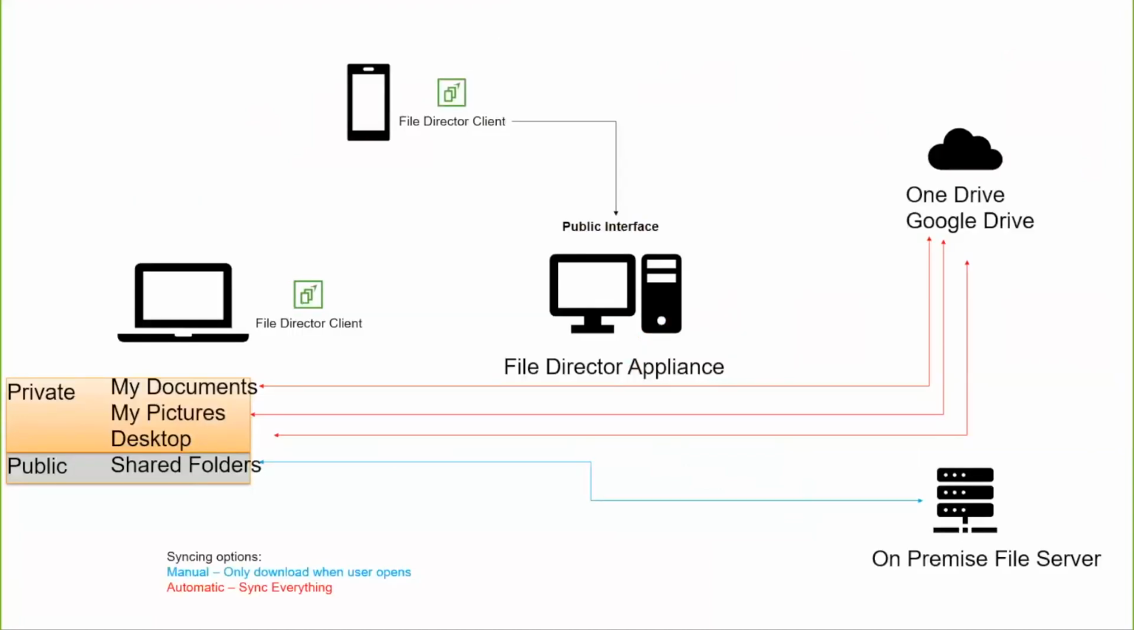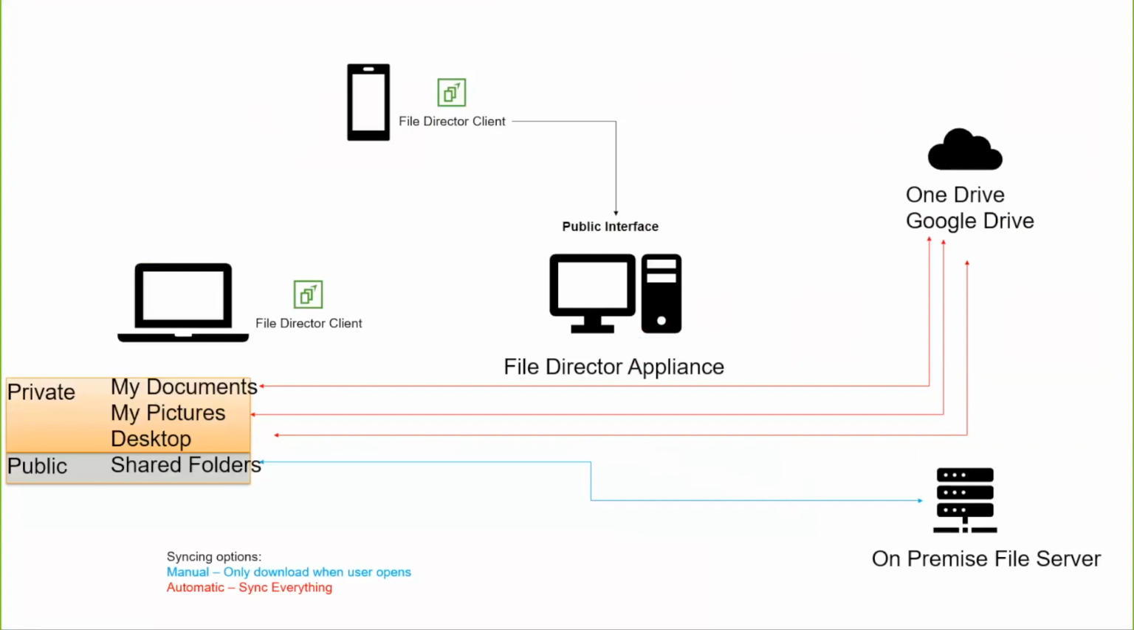So File Director gives us the ability to essentially create redirection. Now, this is not folder redirection. It is more like synchronization technology. So we have public and we have private mapping points. So a private map point would be something like the desktop or my documents or my pictures. And we can synchronize that to wherever we want. That could be an on-premise file server. That could be OneDrive. That could be Google Drive. If you pay for Office 365, you're getting 1 terabyte of space. Why don't you put it to use and synchronize the user's files up there?